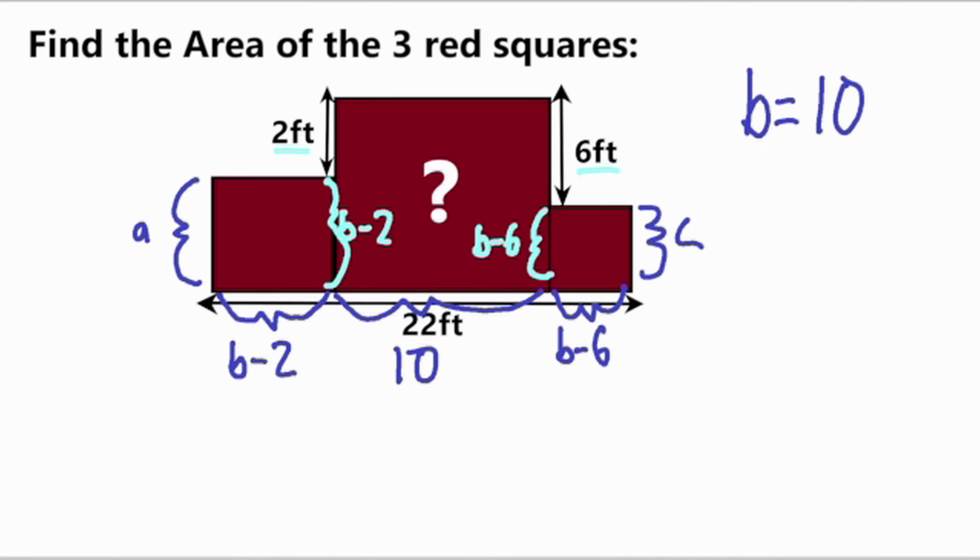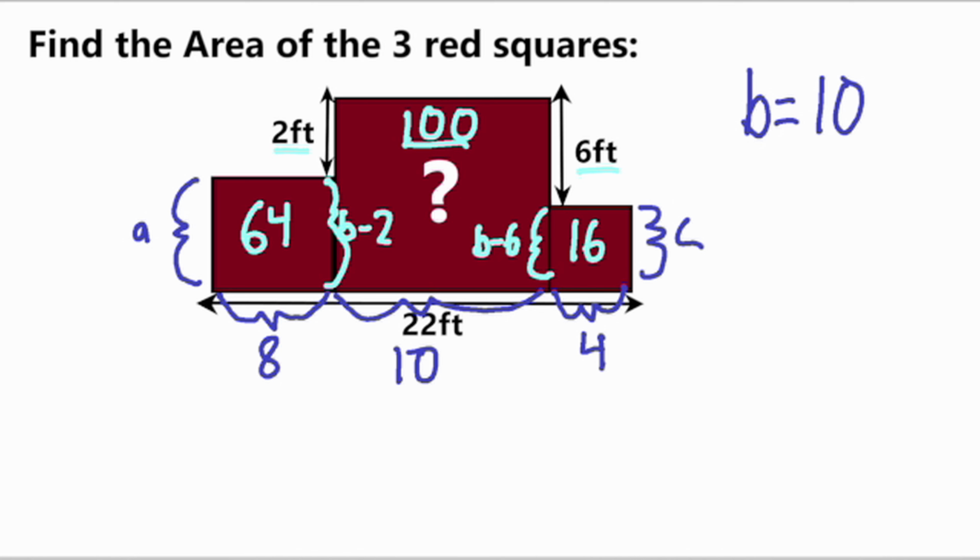So 10 times 10 is what? You guys probably know this. It is 100. And then next we have this side length, which is going to be B minus 2. 10 minus 2 is equal to 8. So 8 times 8 is 64. That's the area of this square. And now the last square that we have, B minus 6, so that's 10 minus 6, which is equal to 4. And then 4 squared, 4 times 4, is equal to 16.